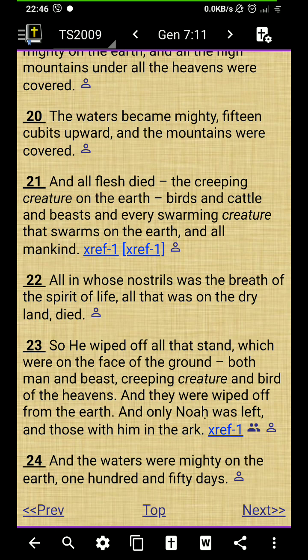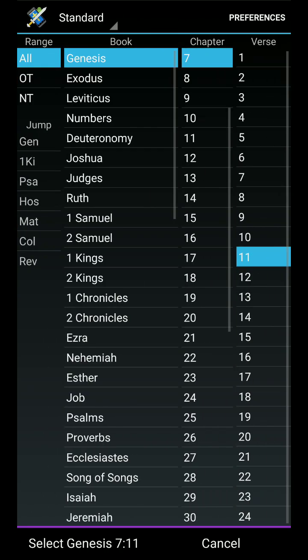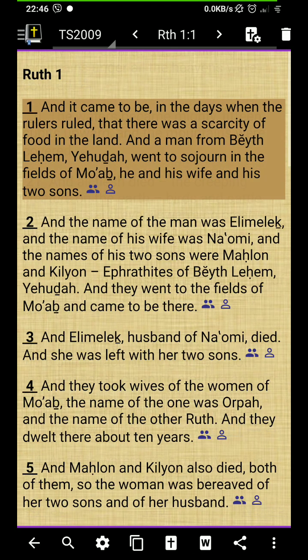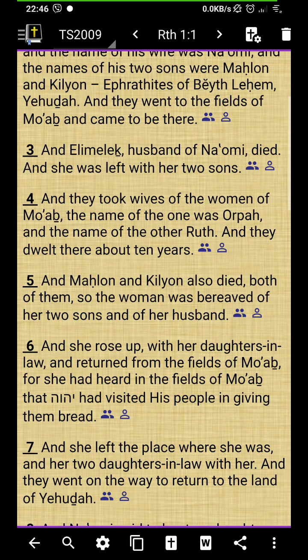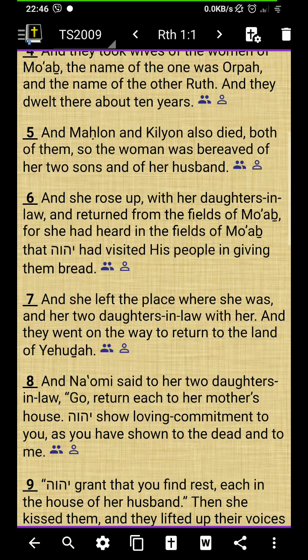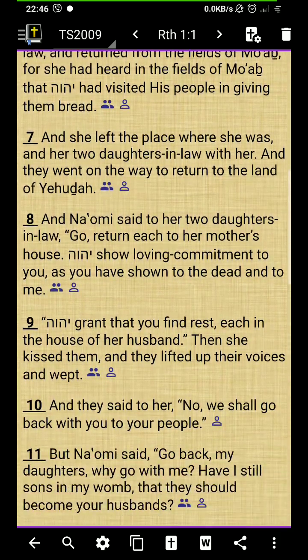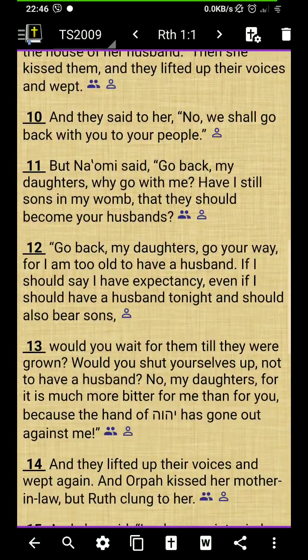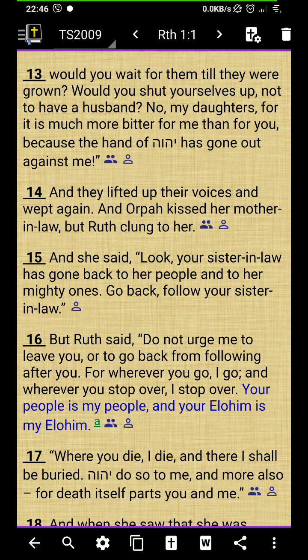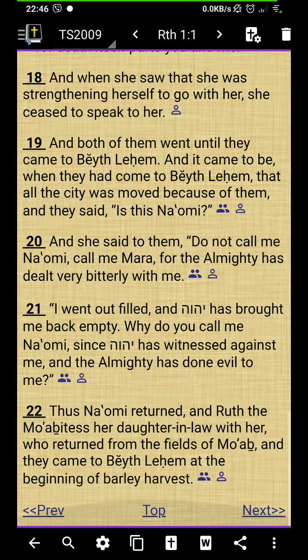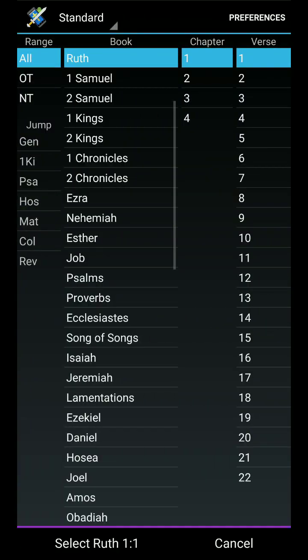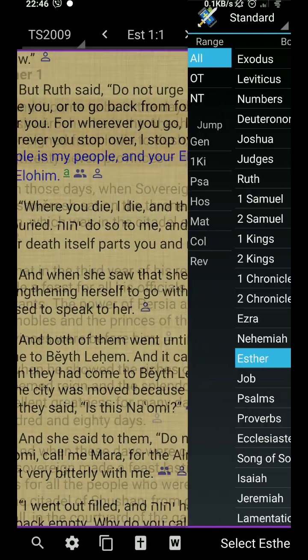5 multiplied by 30 is 150. So again, we can see that 1 month is actually 30 days. And another account is in Ruth, in the book of Ruth. No, sorry, it's not Ruth, it's Esther. Yeah, it's Esther.